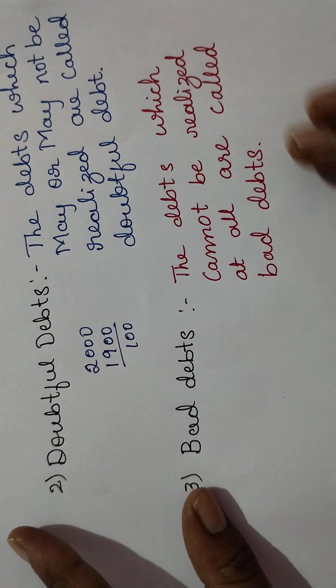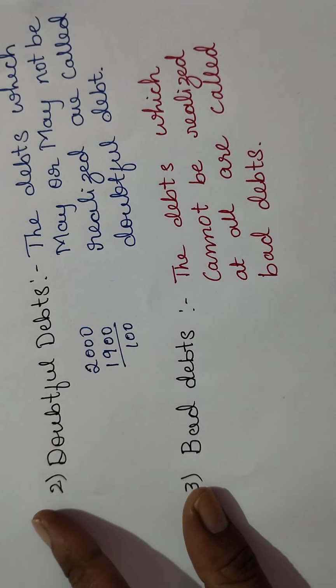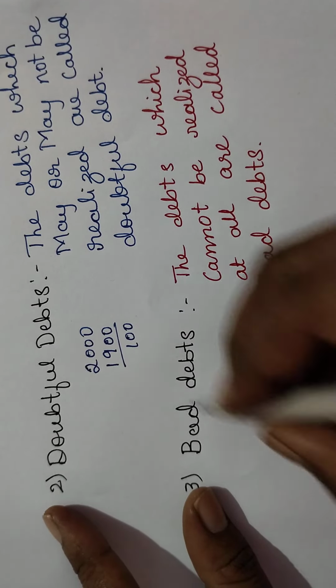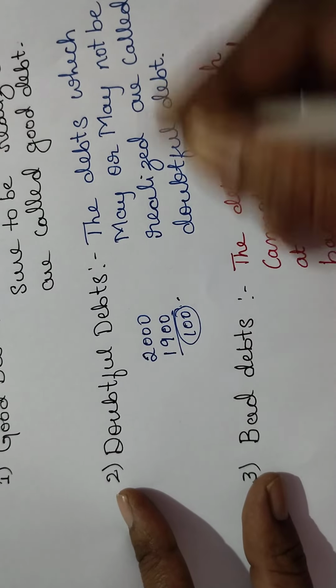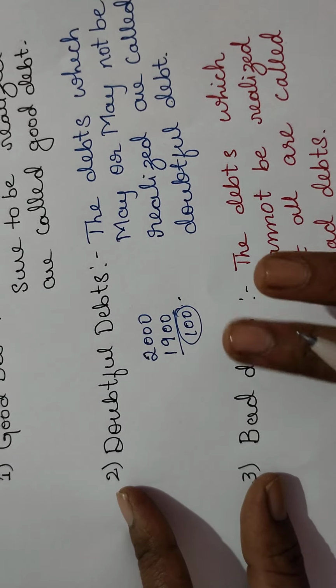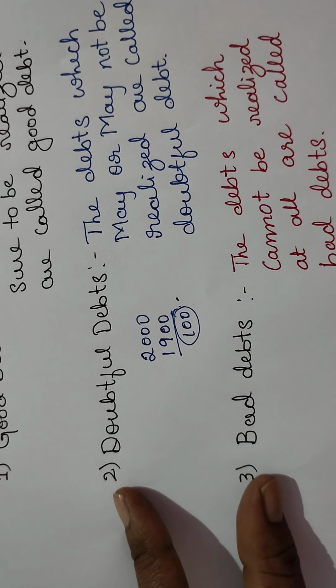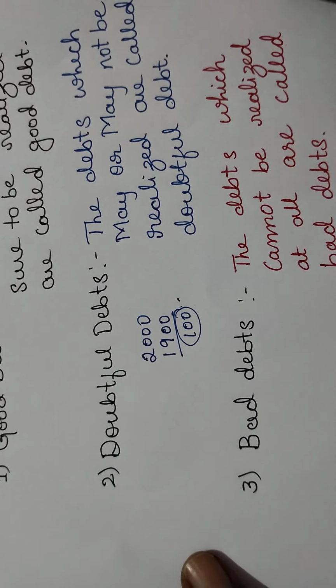Bad debt means it cannot be realized at all. You are not going to realize this 100 rupees. You will just ignore or forget this 100. Only your debtor is going to pay you 1900. That is called a bad debt.